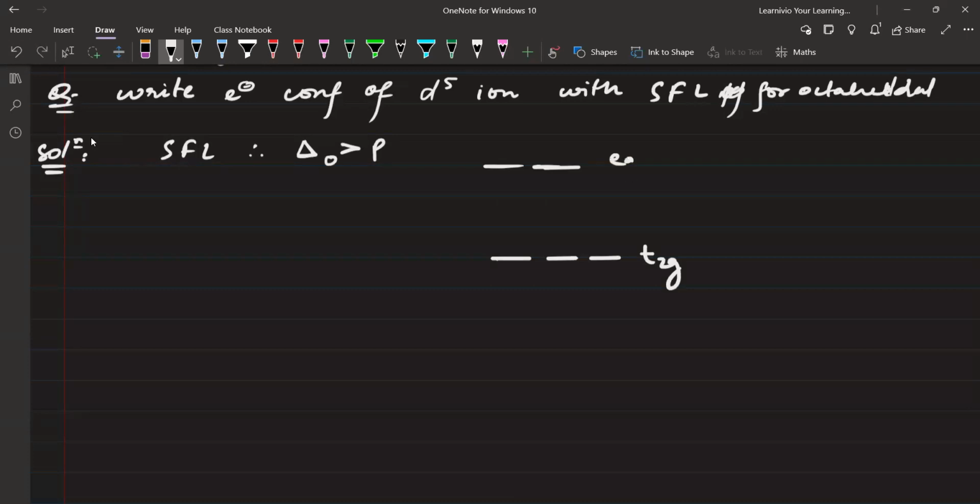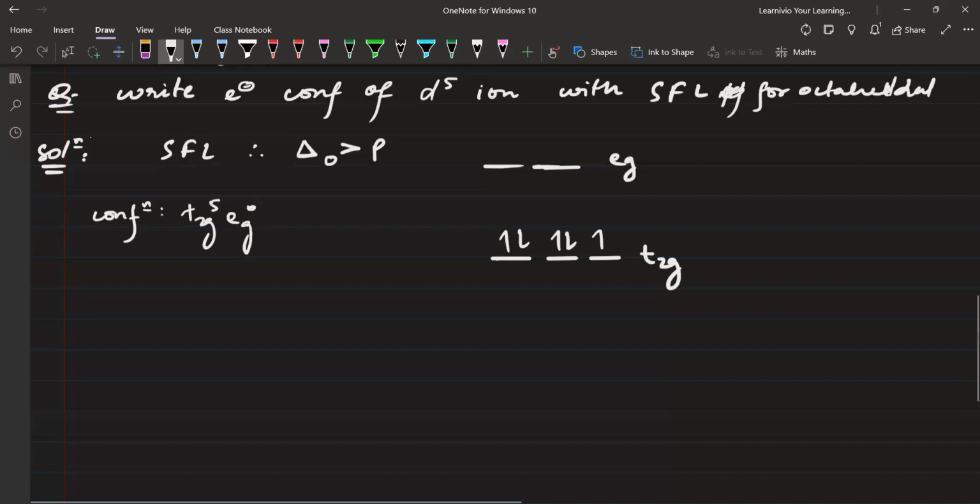The t2g has 1, 2, 3, 4, and 5 electrons, because delta o is greater. Therefore, what will the configuration be? The configuration is t2g5 eg0. Did everyone understand this? Yes, sir. Similarly, you can get for d4, weak field again, d6, strong field again, and so on.